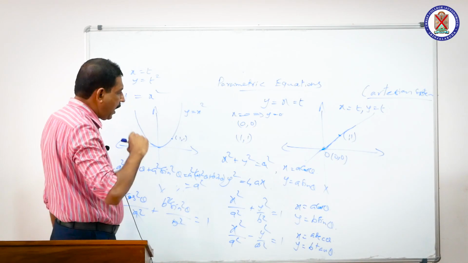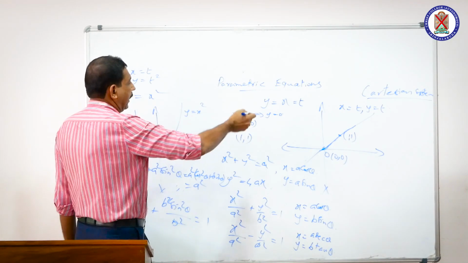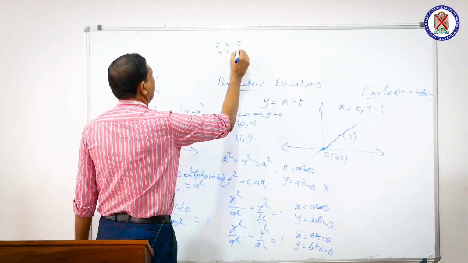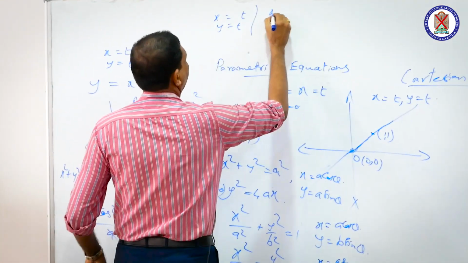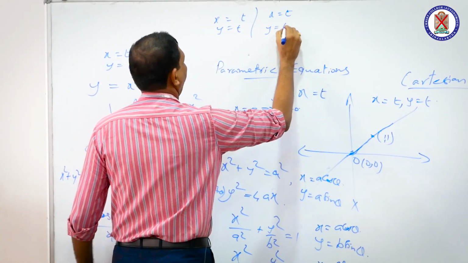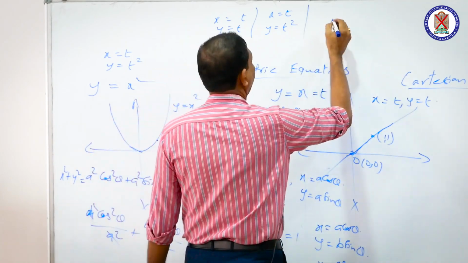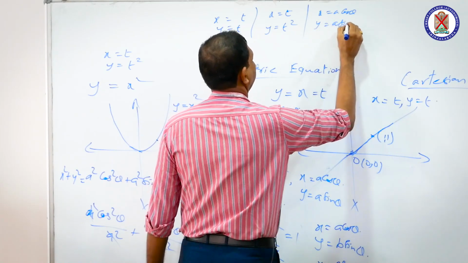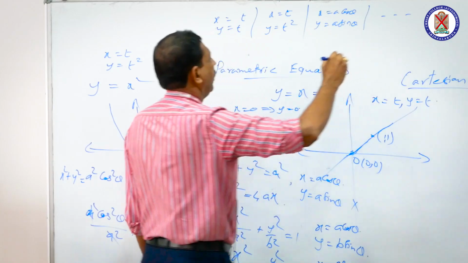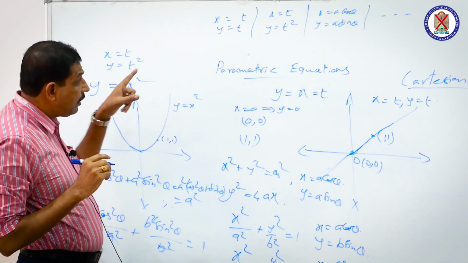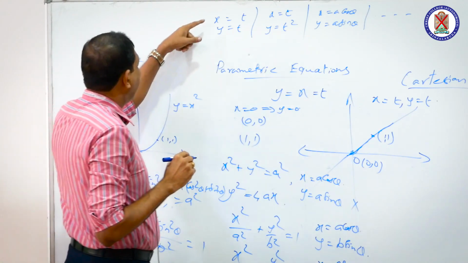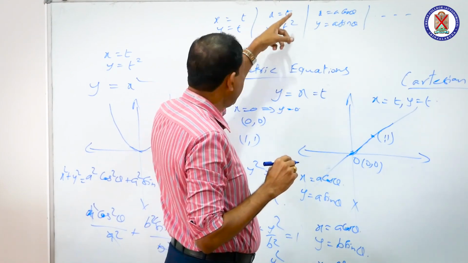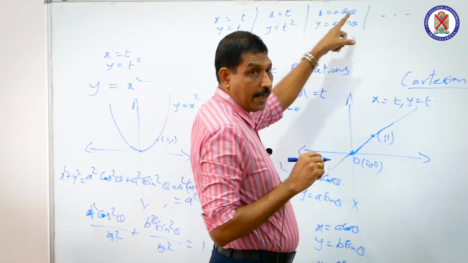Therefore we have a new form. In the first equation, x equal to t, y equal to t. The second one, x equal to t, y equal to t square. The third one, x equal to a cos theta, y equal to a sin theta, and so on. Look at these representations. x and y are related to t. x and y again, in the second one, related to t. x and y related to theta.